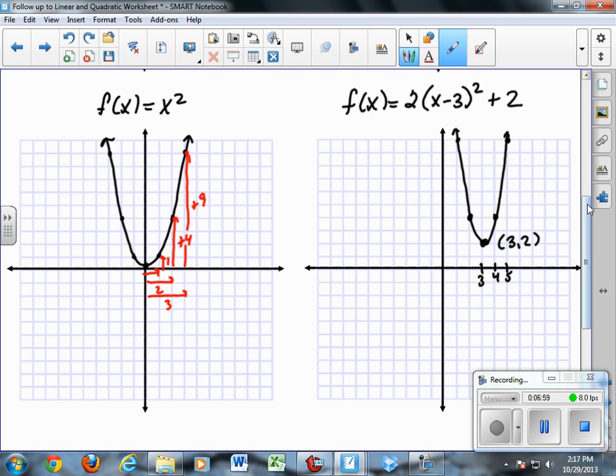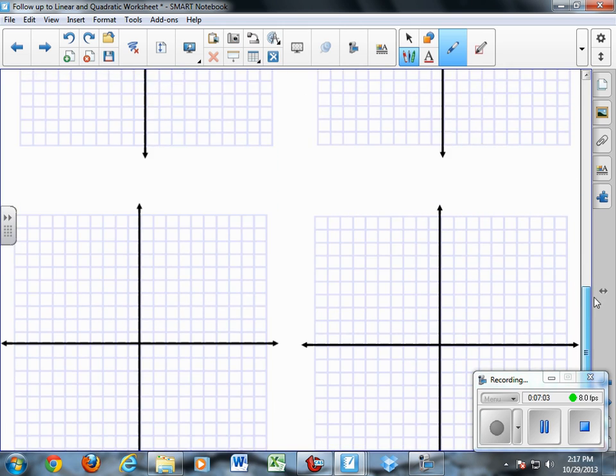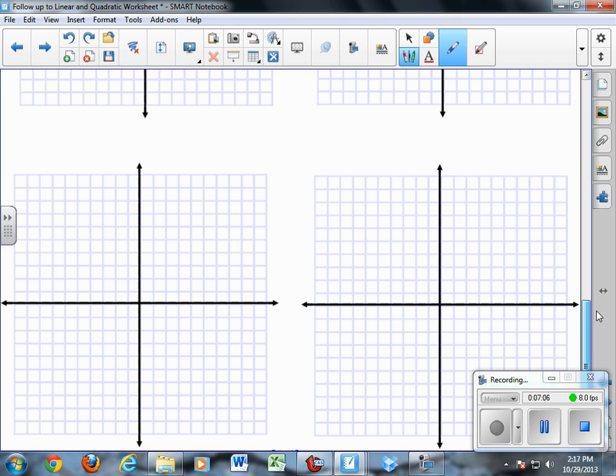Now the next one I'm going to do is a little odd. I'm going to look at the parent linear function. The parent linear function is just f of x equals x, and it's the diagonal line when x equals y. Getting a little bit of lag on my drawing here, so hopefully this will change a little bit. Okay, so there we go.